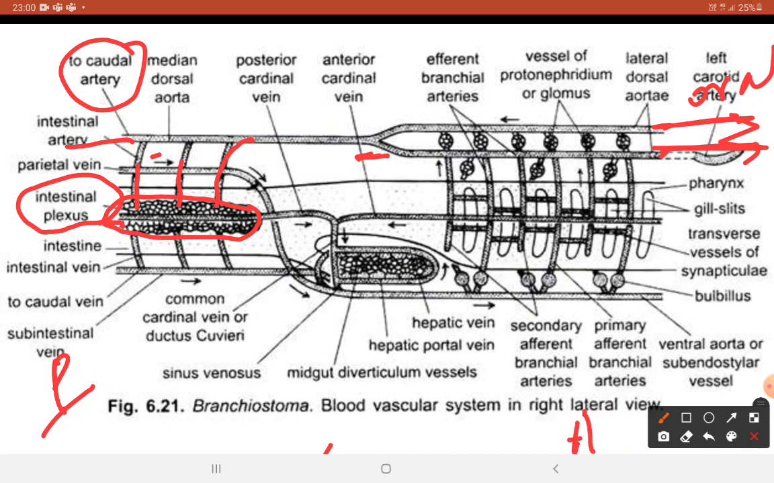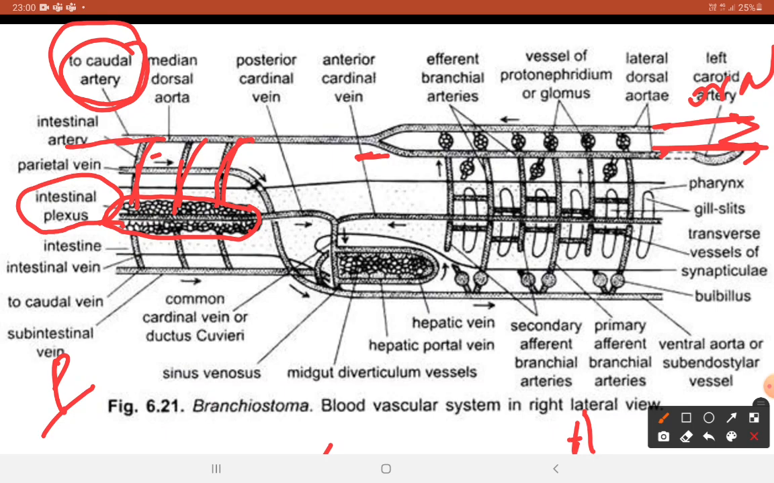Right? So from the median dorsal aorta, anteriorly it continues as the internal carotid artery supplying blood to the oral hood region. Posteriorly it continues as the intestinal artery, which in turn supplies blood to the intestine, and here it forms a network resulting in the formation of the intestinal plexus, and it continues backward supplying the tail region, and you call it the caudal artery.